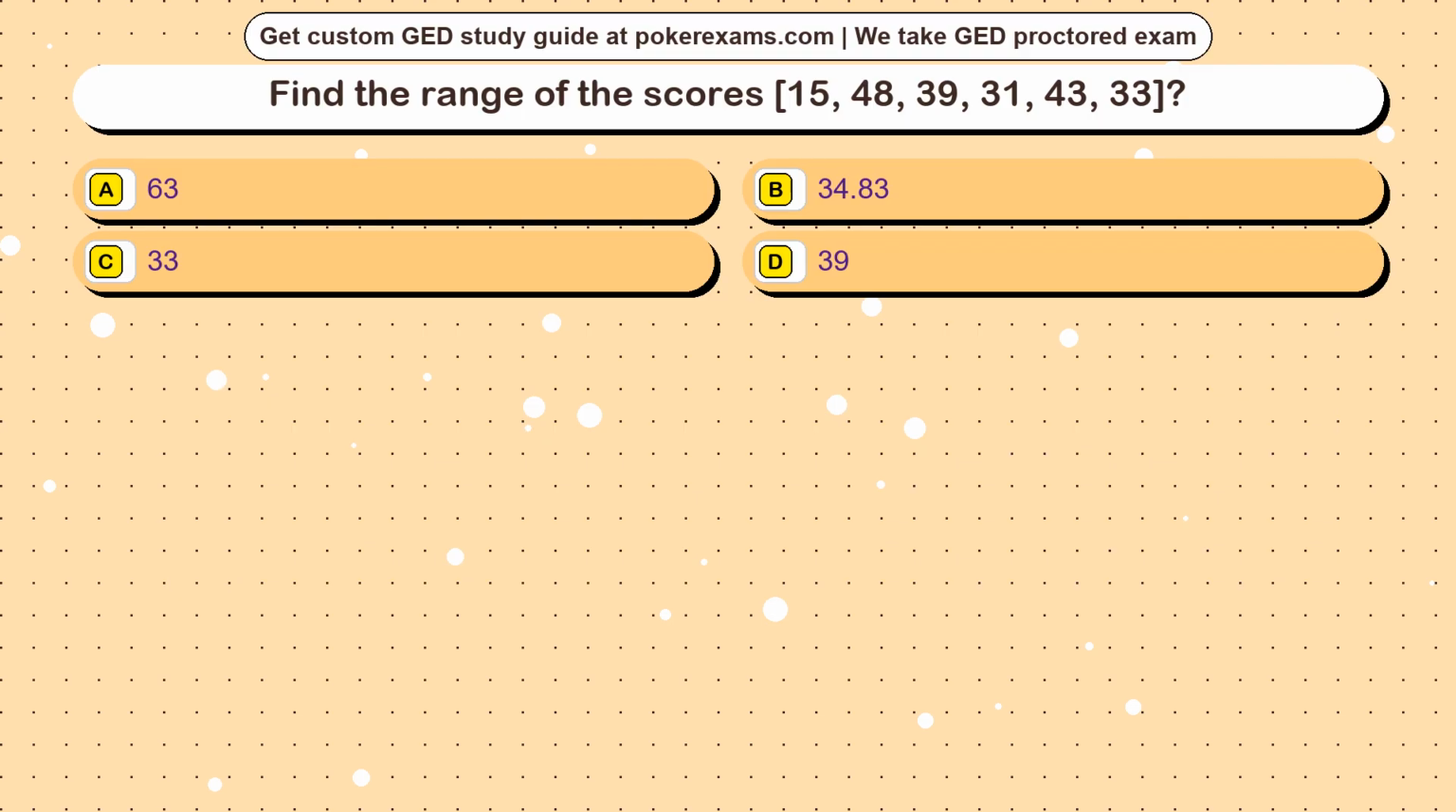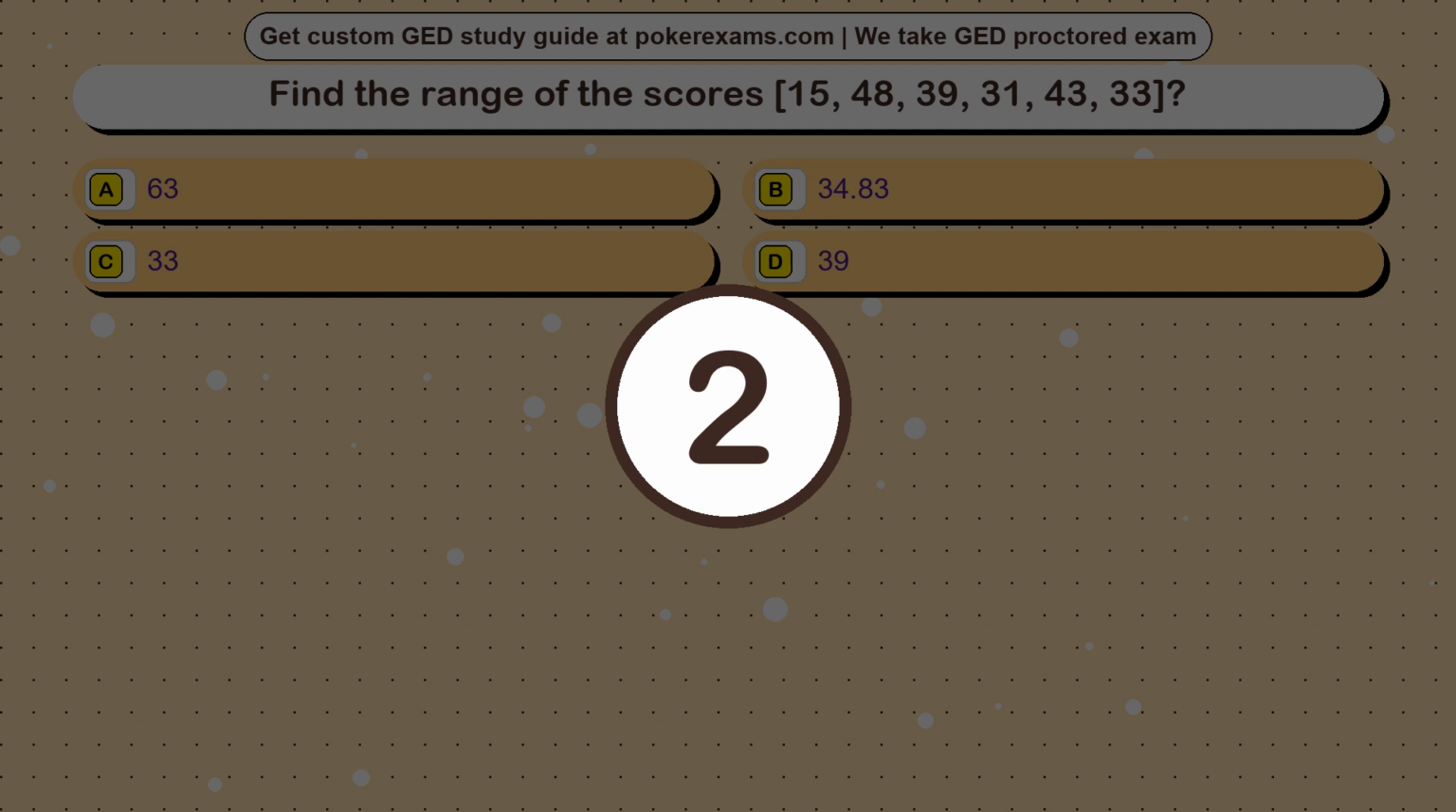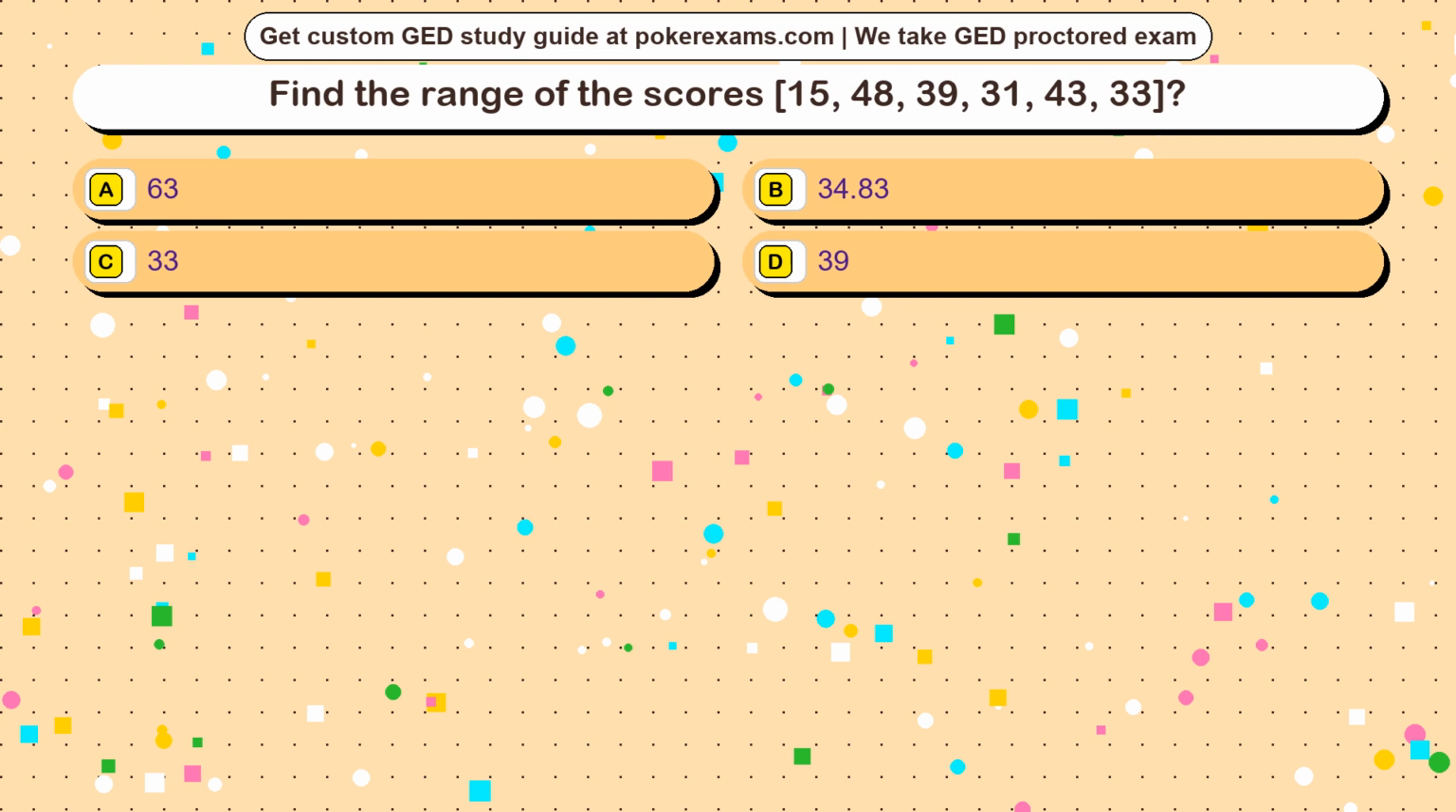Question 1. Find the range of the scores 15, 48, 39, 31, 43, 33. Option A, 63. Option B, 34.83. Option C, 33. Option D, 39. The correct answer is option.